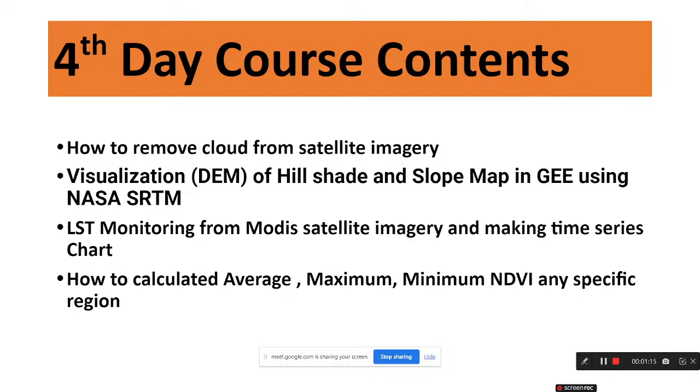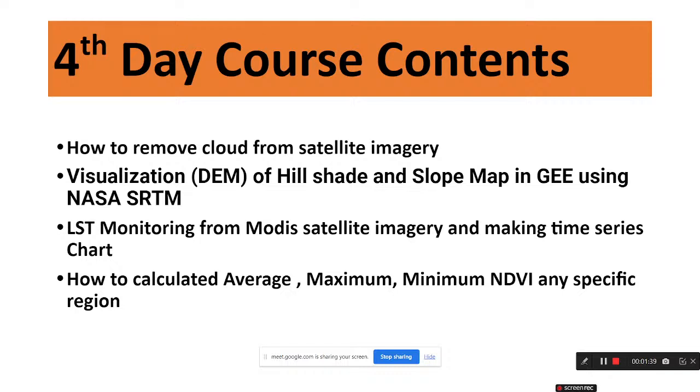Then we also discuss the visualization of DEM data, the hillshade map, slope map, and how we can easily make the hillshade map, slope map, and aspect map from the NASA SRTM dataset. And how we can make land surface temperature monitoring from the MODIS satellite imagery and make the time series chart.